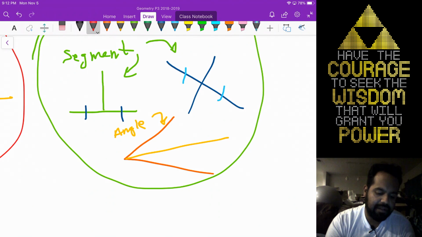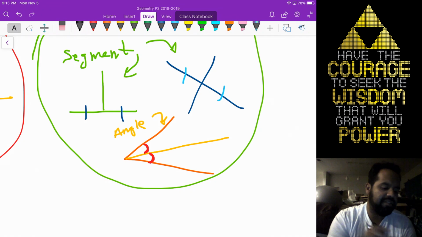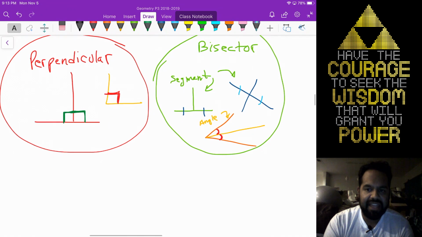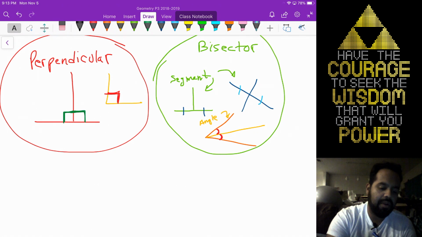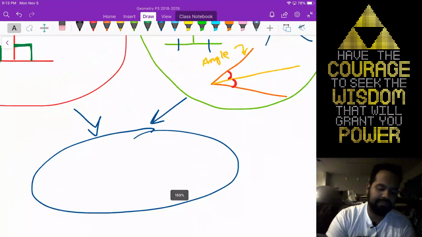So that would be, oh, this angle is now equal to this angle. You have two equal parts. Okay, so those are the two families. Now, if I decide to say, hey, I want to make a perpendicular bisector, they would form one unique picture.